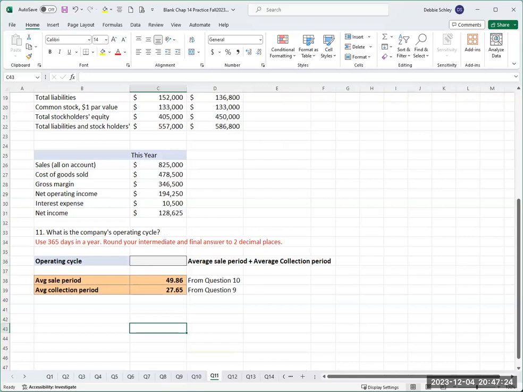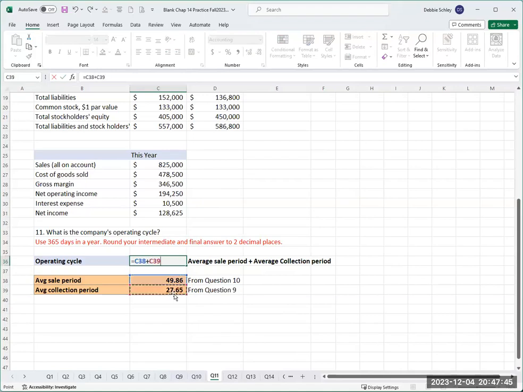So question 11 is taking the answer from question 9, 27.65, and the answer from question 10 and adding those together, because the operating cycle is average sale period plus average collection period. So equals this plus this. So 77.51 days. And again, these are just numbers. They're not percents. They're not dollars, just numbers.